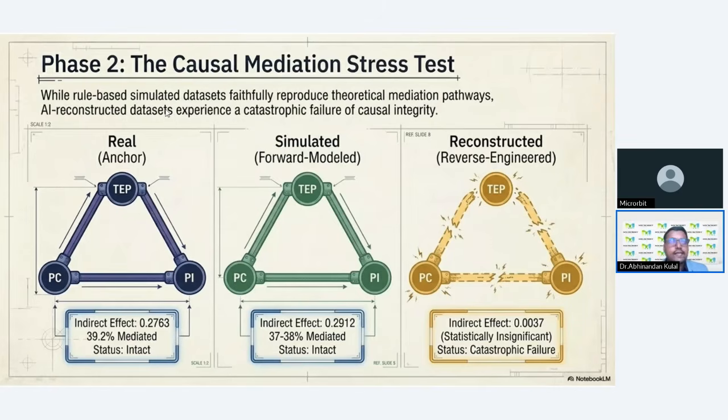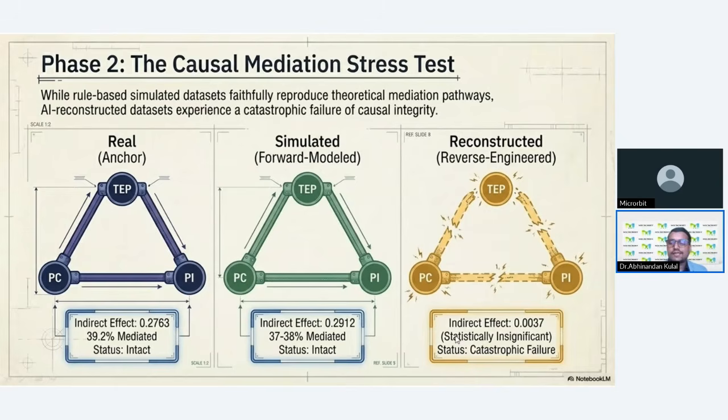Of course, you'll get the same basic statistic results. The first order result will be the same, but the causal mediation effect is not similar in all data sets. In the real data set, the indirect effect shows a 39.2% mediation effect, and the indirect effect is 27.63. In simulated data, you'll get more or less the same result. But in reverse engineered data, the indirect effect is very low and statistically insignificant. So this is the biggest problem.